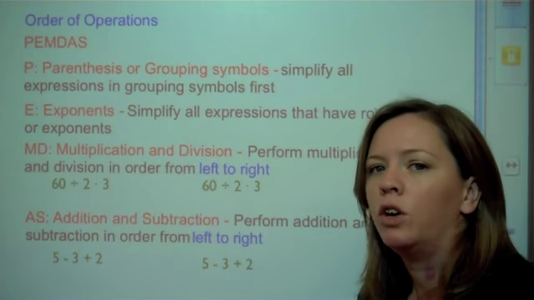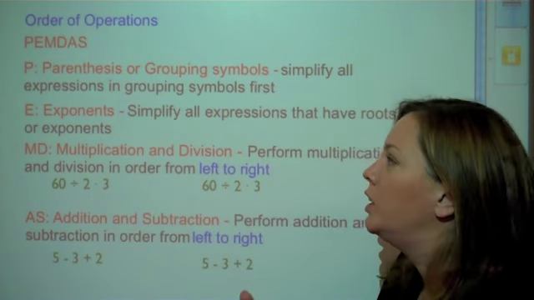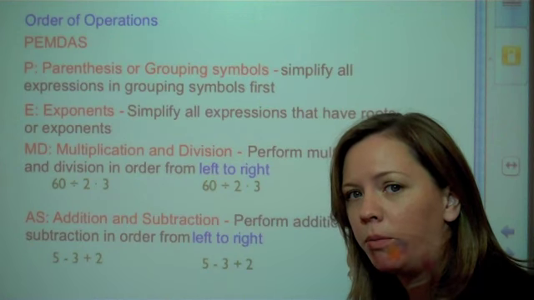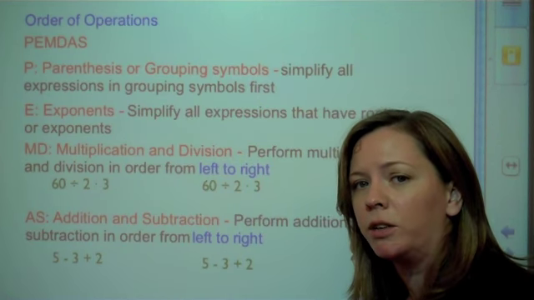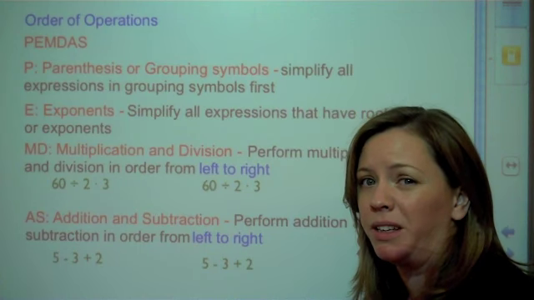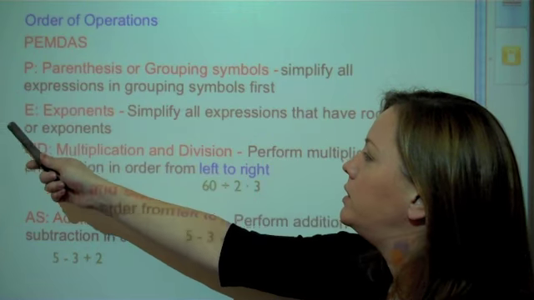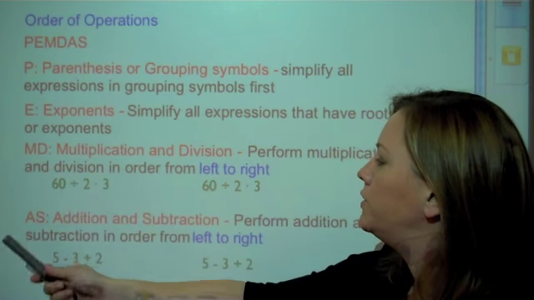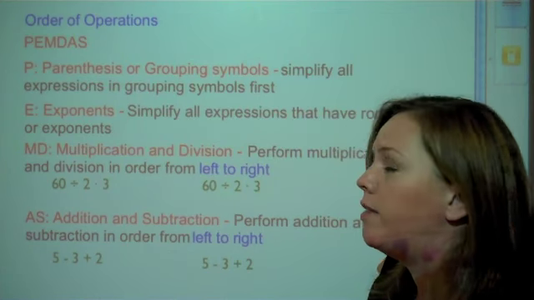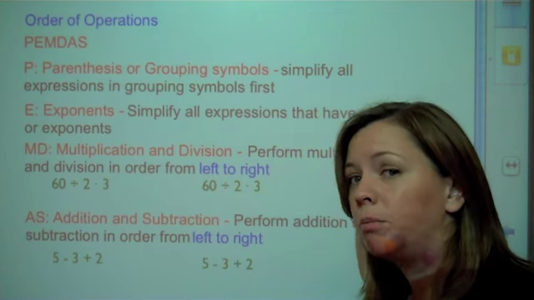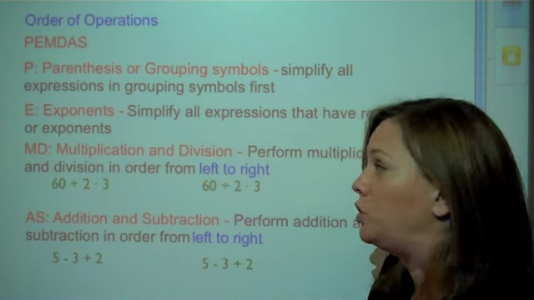All right, almost done. Order of operations. You guys have all heard PEMDAS. There's a couple areas that I really want to highlight when it comes to order of operations, and that's where kids make their most common mistakes. So we know that PEMDAS stands for parentheses, exponents, multiplication and division, and then addition and subtraction. And this is the order in which we want to simplify some sort of expression.